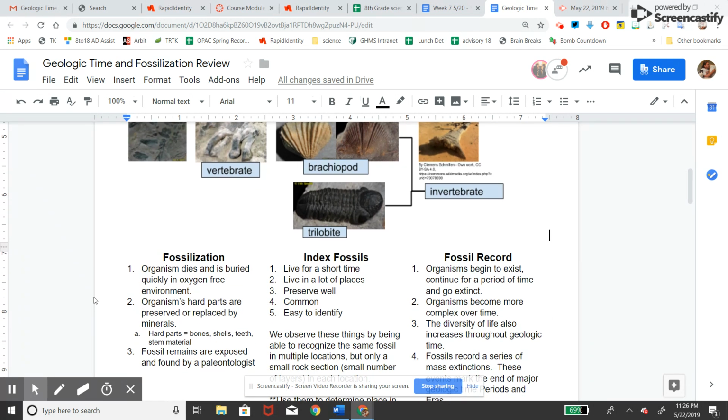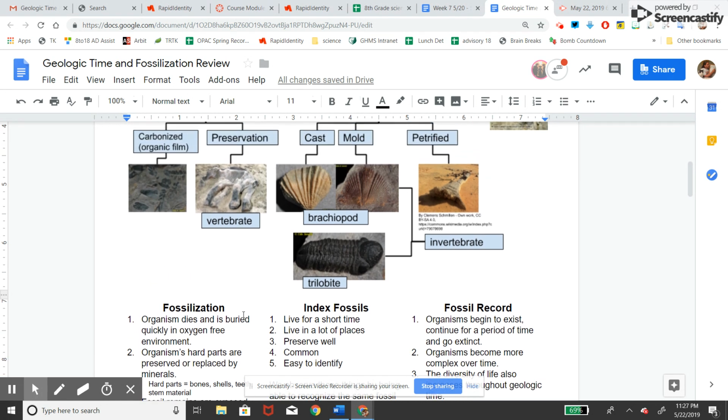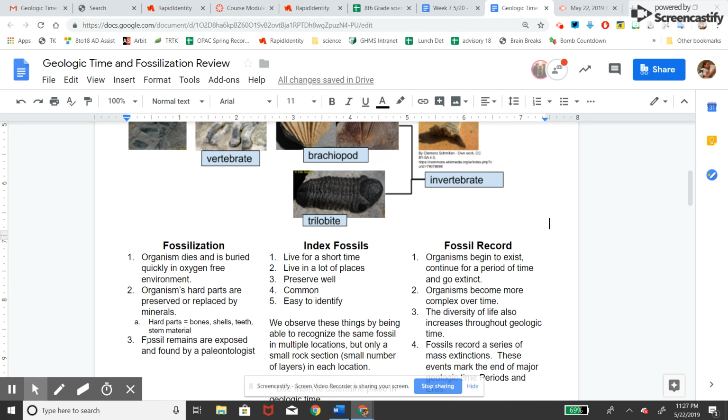So fossilization is when an organism dies and is buried quickly in an oxygen-free environment. A great place to be buried would be underwater in a pond, or somewhere that doesn't move a lot of water. Great. The organism's hard parts, like bones, shells, and teeth, are preserved or replaced by minerals. That's petrified when that happens. Fossil remains are then exposed and found by a paleontologist.